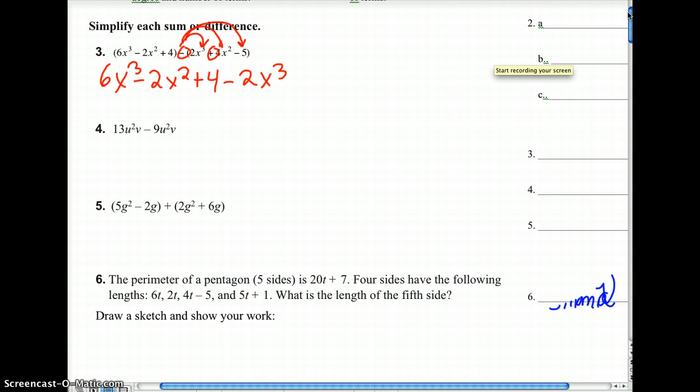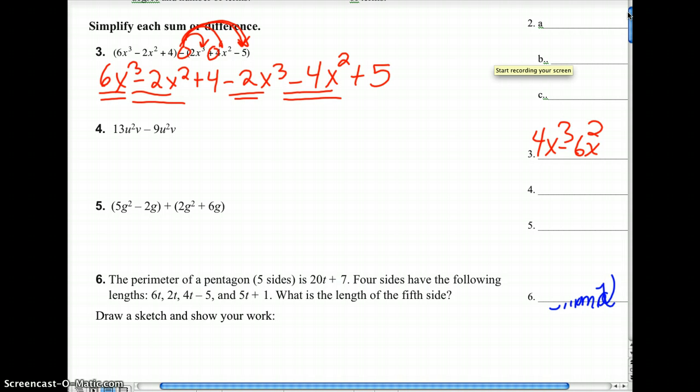1 negative and 1 positive will make it a minus 4x to the second, and when I have minus 5, it becomes a plus 5. And then when I combine my like terms, I would end up with 4x cubed. My x squareds, I'm down 2 of them, going down 4 more of them, I'm down 6 of them. And my constants, I'm at positive 4 plus 5, which makes plus 9.